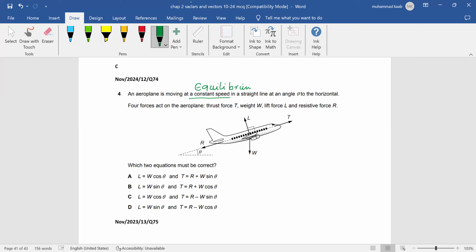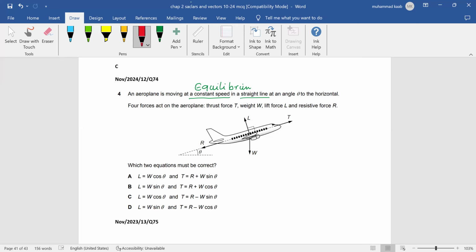Okay. So constant speed means equilibrium, right? A straight line means no direction change. And okay, so these are the forces. Equilibrium means the forward forces should be equal to the backward forces, and the upward forces and the downward forces should be equal. So now let's see the options.